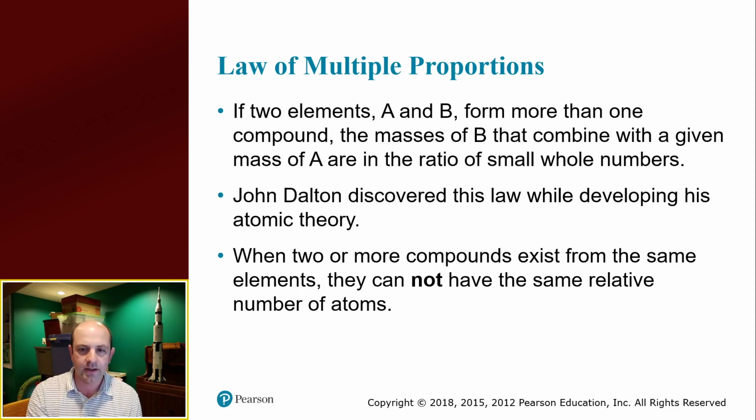So either way, it's always small whole numbers. They're always going to go that way. And then once we know formulas, oh, carbon monoxide's 1 to 1, carbon dioxide's 1 to 2. And so we figure out there that it's got to be these small whole numbers. That's how the ratios work out.